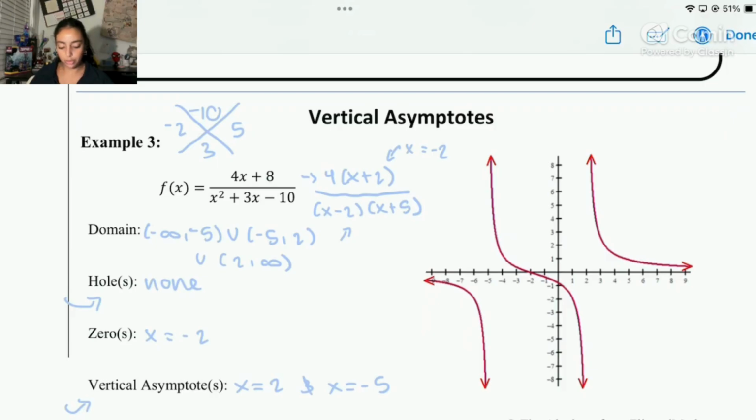And you can also see this on the graph. Here at -5, you can see there's a vertical asymptote. Although it's approaching that x value, it'll never actually reach it. And then also here at x equals 2, there's another one.